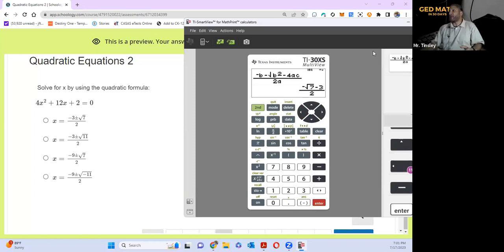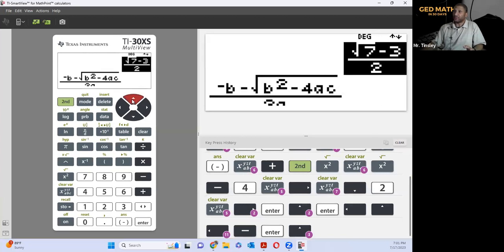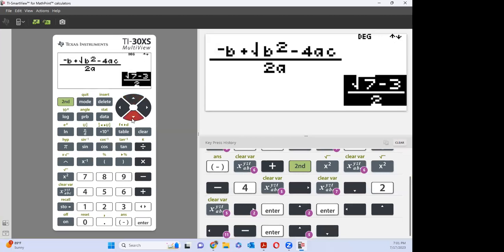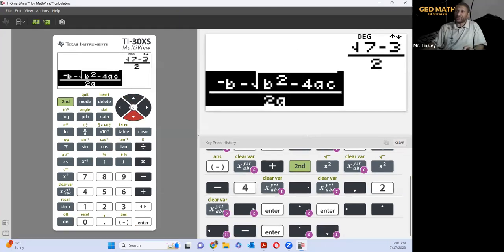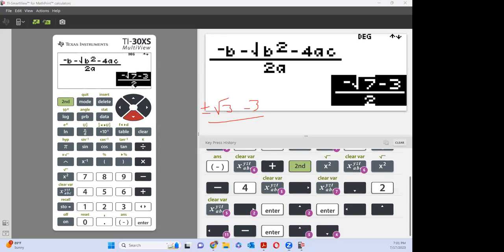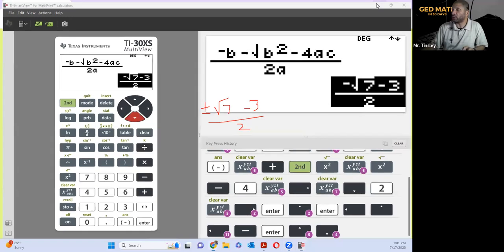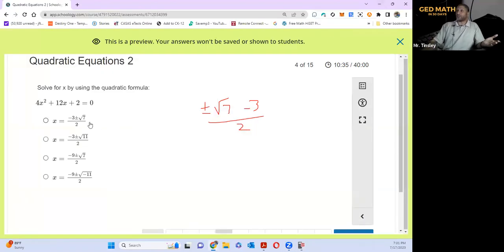Look at that. So I have 2 answers. Let me maximize it. So if you notice, the first answer is plus 7 minus 3. The second answer is minus 7. So our answer is actually going to be plus or minus square root of 7 minus 3 over 2. Now we're going to look at our multiple choice and we're looking for plus or minus the square root of 7 minus 3. Look at that. We're done.